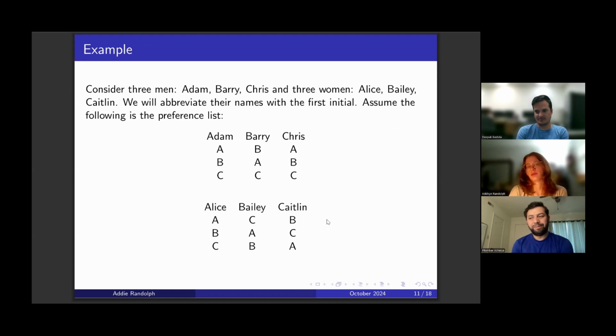But we have to make sure they're not tied. So in this case, like Adam likes Alice more than Bailey. It's not like he likes them the same, so that we can always just go down that list and they're each at a different ranking. But yeah, it's really just feelings, what their actual preferences are.